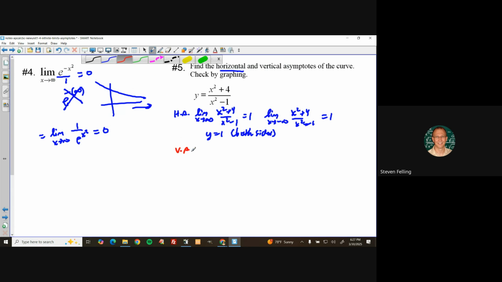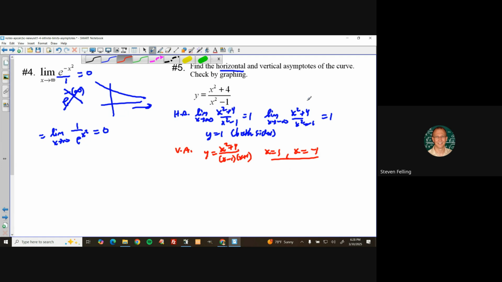Okay, for the vertical asymptotes, we're looking for uncanceled zeros in the denominator. So maybe I could rearrange this a little bit. X squared minus 1 is the same as x minus 1 times x plus 1. You can't factor the numerator, so there's no way to cancel either of those. And that automatically means that the equations x equals 1 and x equals negative 1 are the two vertical asymptotes. Okay?